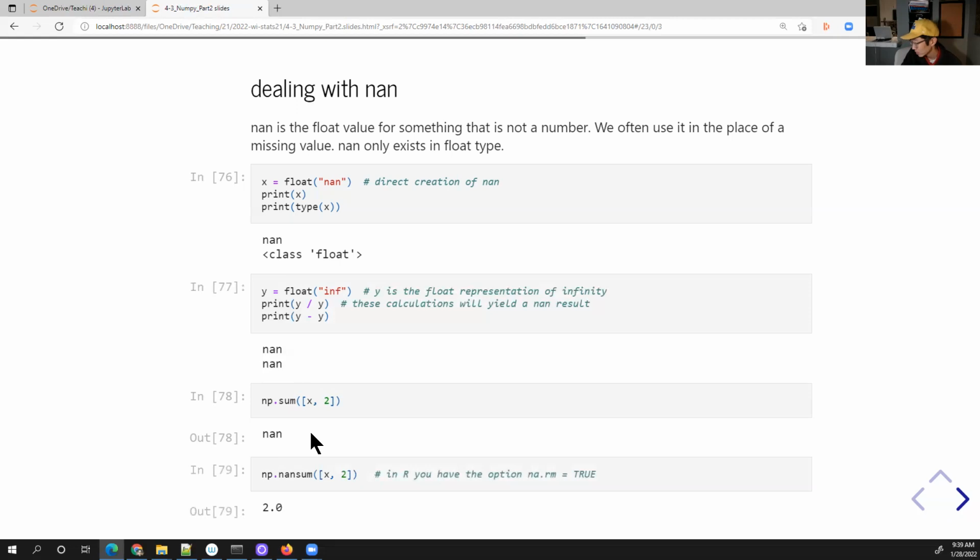But we have the nansum, which is the nan-safe version, and that basically says do the sum, but just ignore any nan values. Ignore any missing or nan values, and so it says the sum is just 2. It's like the equivalent of doing na.rm equals true, and these are all just nan in front of the word. So you've got np.sum and np.nansum.